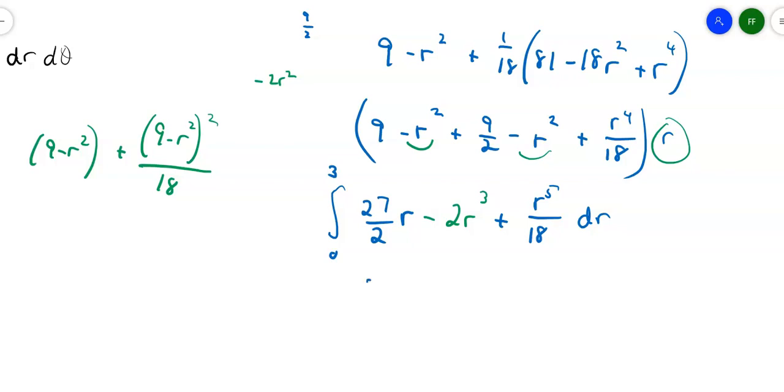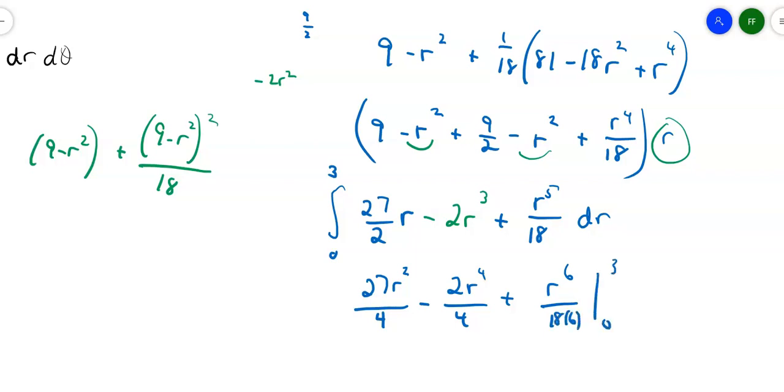So when I do that, I'll get 27r squared over 4, 2 times 2 gives me 4, minus 2r to the 4th over 4, plus r to the 6th over 18 times 6, evaluated at 3 and at 0. Not to spoil the fun, but I evaluated this already and I got 27. All right, then the last step is easy.